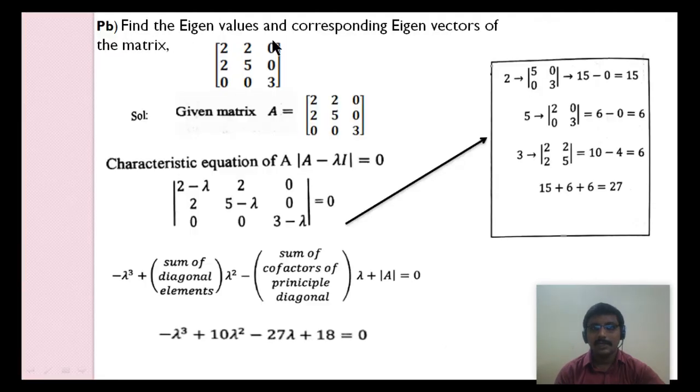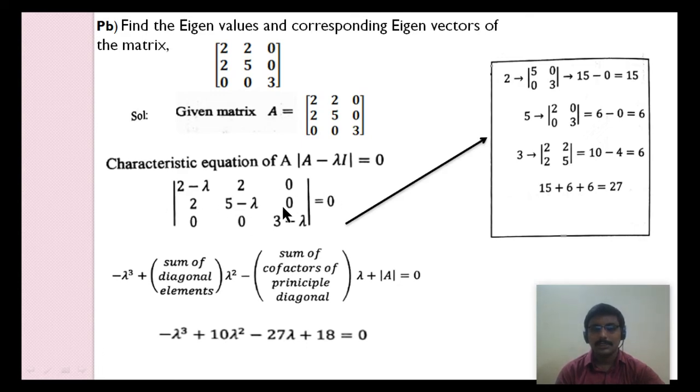Problem: find the eigenvalues and corresponding eigenvectors of the matrix of 2, 2, 0, 2, 5, 0, 0, 0, 3. Given matrix A, the characteristic equation is the determinant of A minus lambda I equal to 0. Just take the determinant of the given matrix A, subtracting lambda from the principal diagonal elements of A. The determinant is equated to 0.